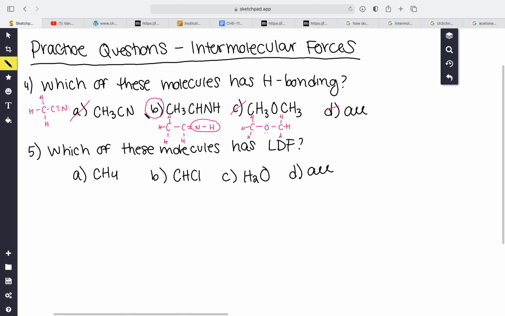So all of them don't have hydrogen bonding, so this will be the only answer. Okay, so which of these molecules has London dispersion forces? All right, so this is actually what we just talked about.